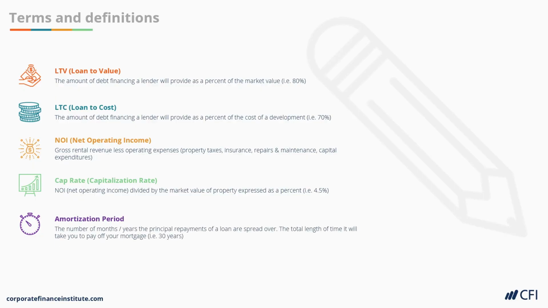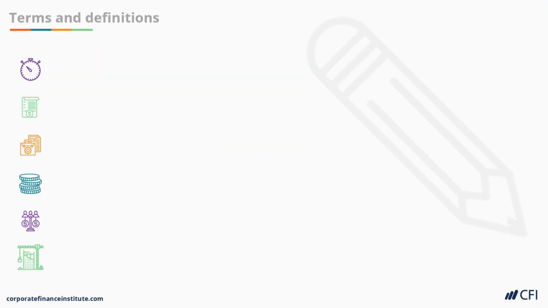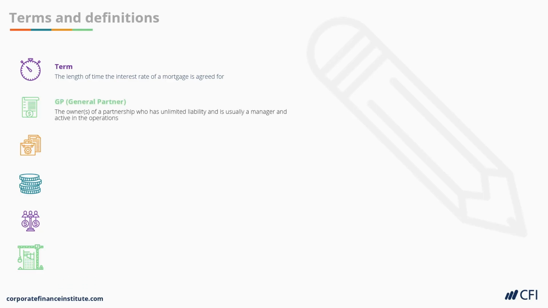The amortization period is the number of months or years that the principal on a loan will be repaid over. The term of a loan is the length of time that the interest rate on a mortgage is agreed for. GP stands for general partner, who is the owner in a partnership and has unlimited liability. They are also typically the manager and active in actually operating the project.